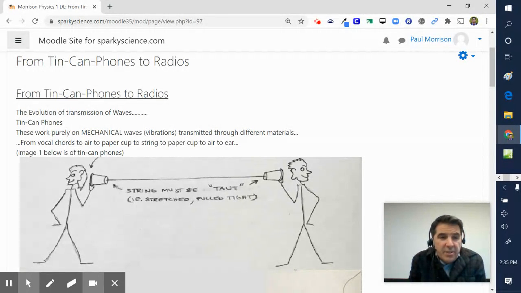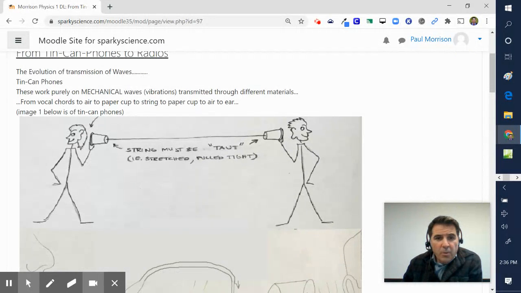It says these work purely on mechanical waves, vibrations transmitted through different materials, from vocal cords to air to paper cup to string to paper cup to air to ear. And so you talk into here in a mechanical vibration. It vibrates the cup, it vibrates the string, it vibrates the second cup, it vibrates the air, and it goes to your ears. It's all the transmission of vibrations in waves through the materials to your ears. Those are all mechanical waves.